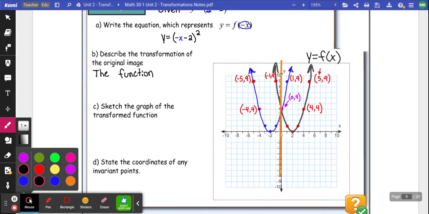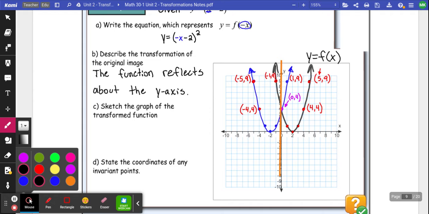The function reflects about the y-axis. Remember how we use that terminology for stretching? We would say it vertically stretched or horizontally stretched about the y-axis or about the x-axis, depending on the question. We're using that terminology again here. So I reflected about the y-axis. It means I flipped around the y-axis.